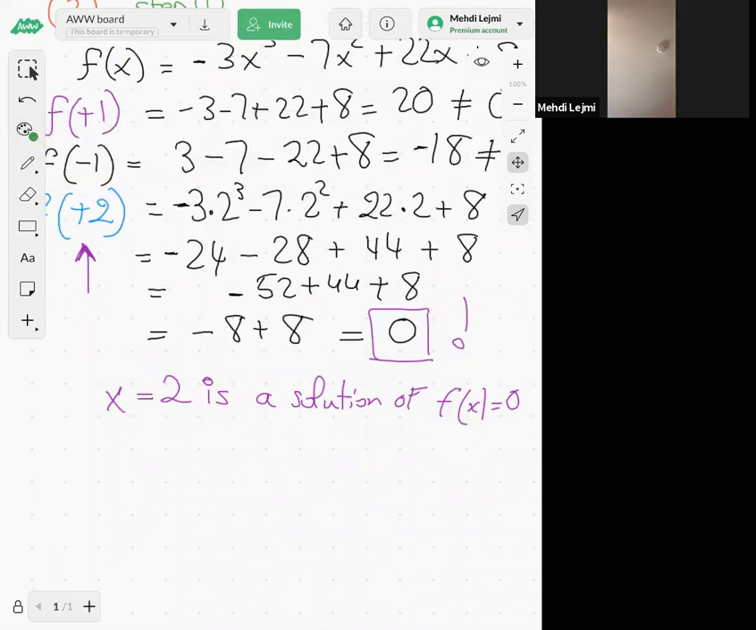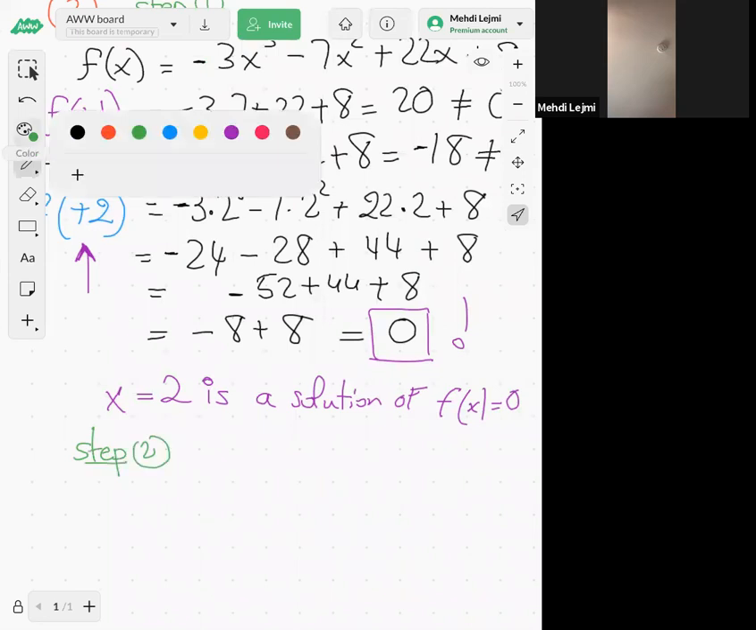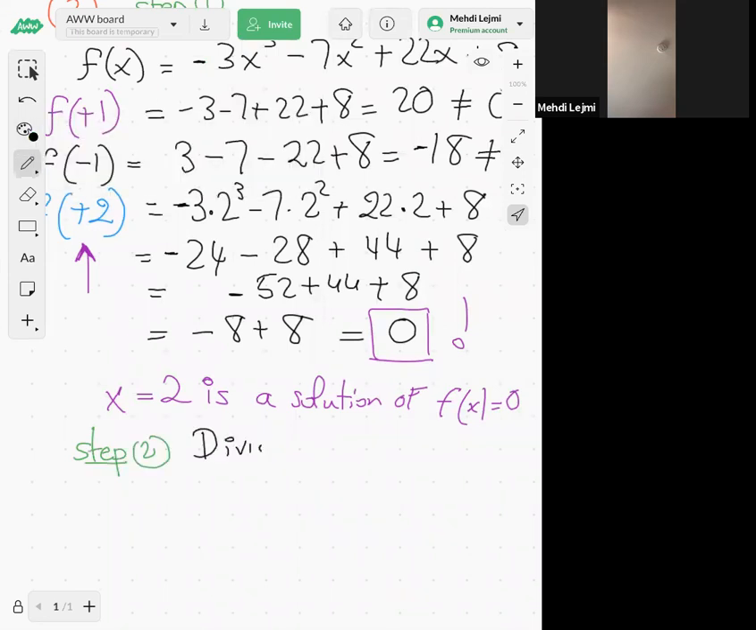Step number 2, we said we have to divide f of x by x minus our solution. Our solution is 2, so it's x minus 2. The c is just the same as the solution, so c is equal to positive 2. But when I divide, I have to divide f of x by x minus 2, my x minus the solution. So x minus the solution is going to be a factor of f of x. But anyway, let's divide.